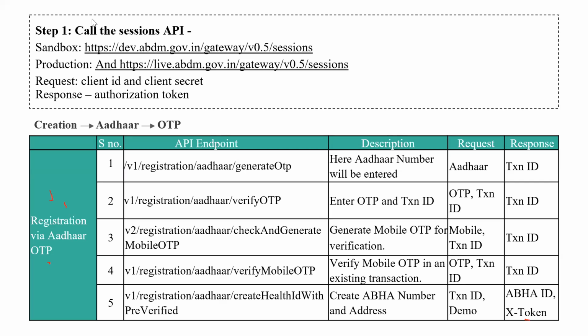My Aadhaar is linked to my father's mobile number, but I want to communicate using my personal mobile number. So in the third step, I will give my personal mobile number. Okay. Got it.